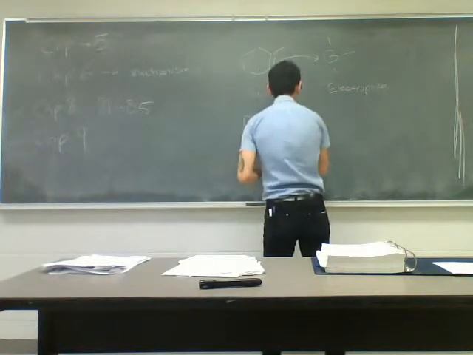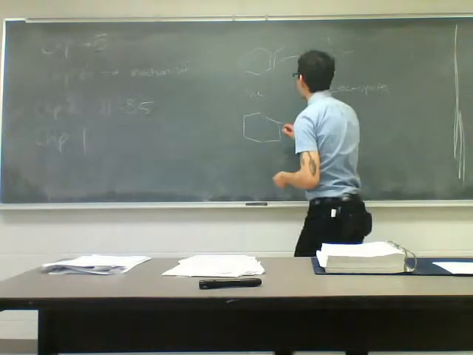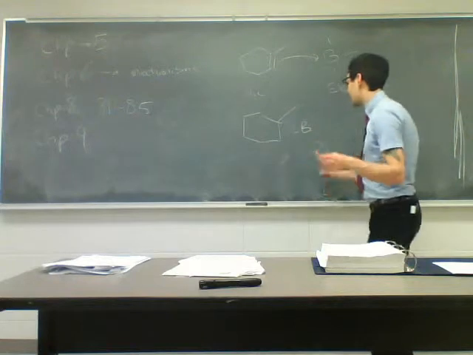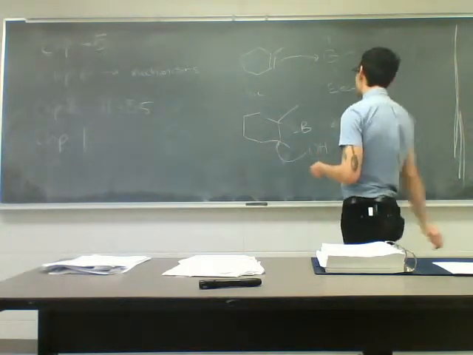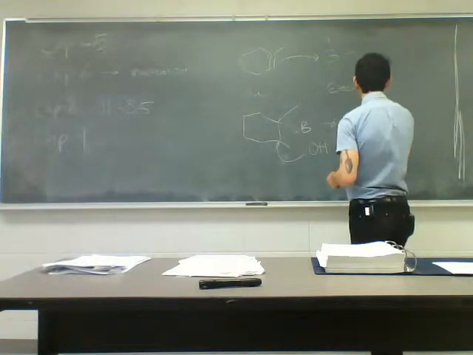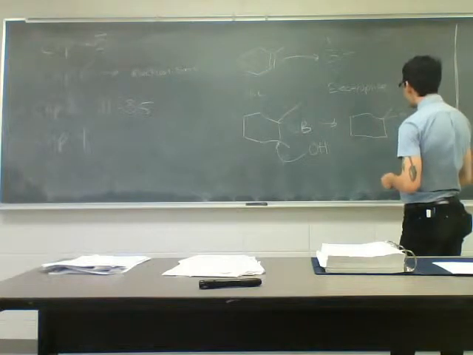Oh yeah, and then we also throw in base, and so if this is substituted, our base will attack at the less substituted position because it's less hindered, of course. But what is the second reagent we add to eliminate the boron? Do we need sodium borohydride?